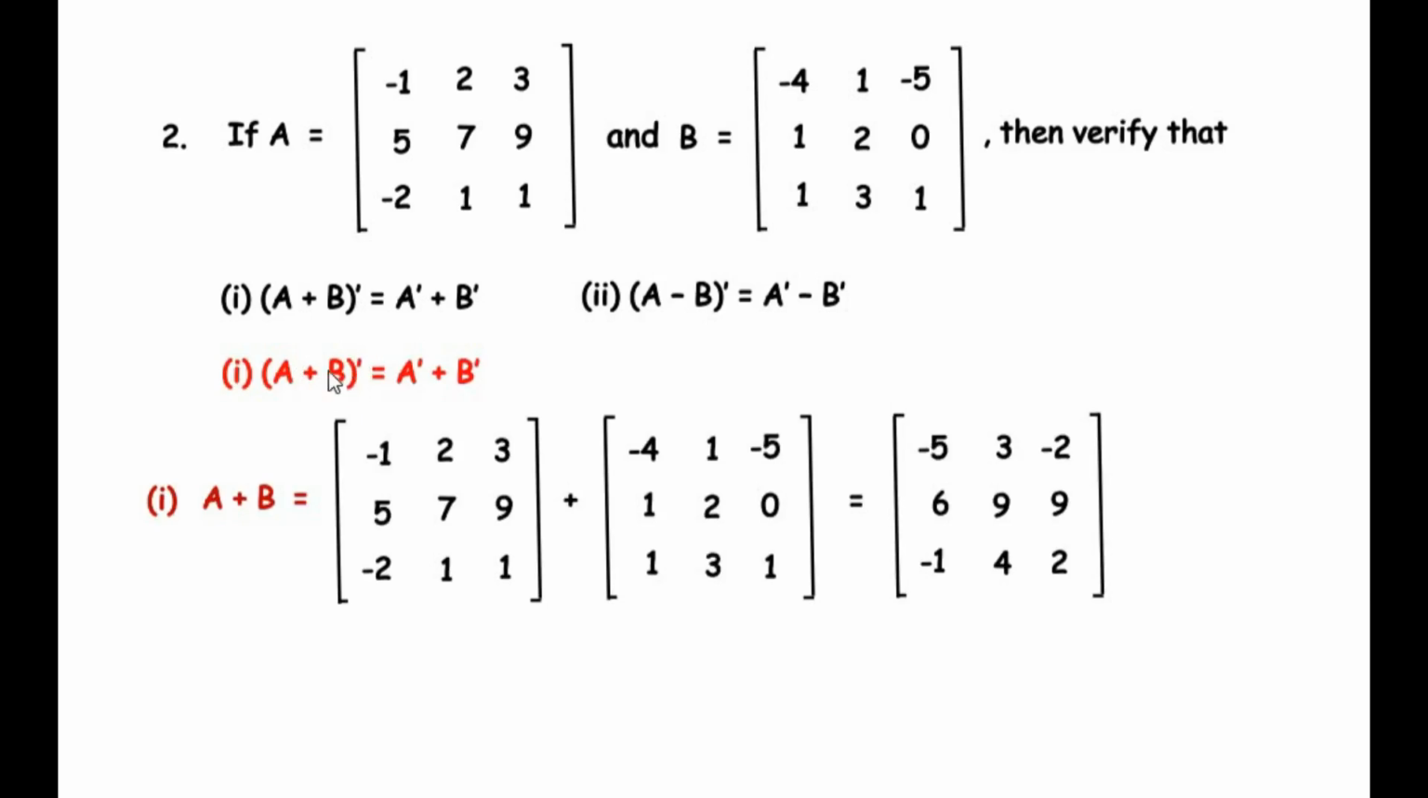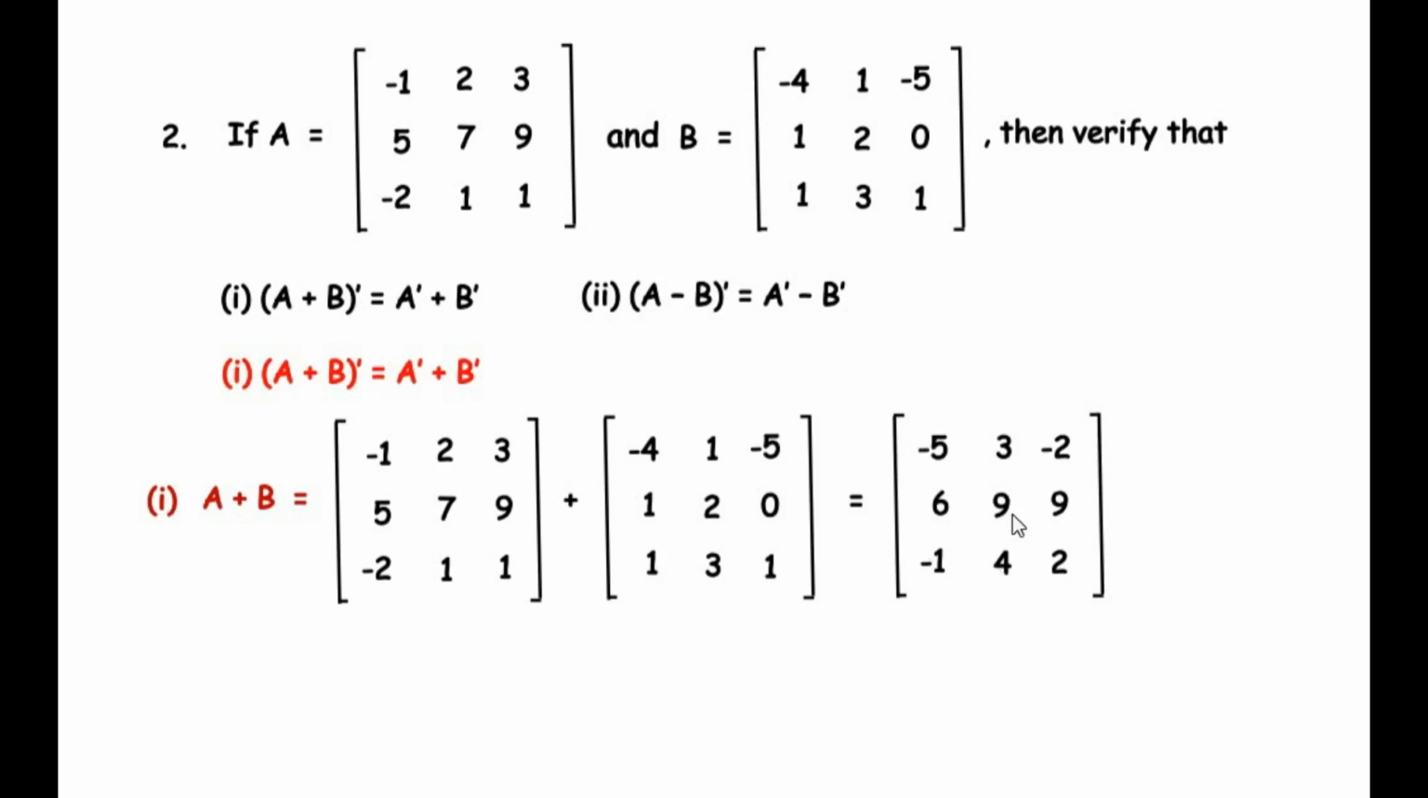So before we find out the transpose of A plus B, let us find out what is A plus B. Now here for the addition between the matrices to take place, the order of both the matrices have to be same. So A and B both are 3 by 3 square matrices, so we can perform the addition. So here we have written matrix A plus matrix B and then we have added them element by element. That is minus 1 plus minus 4 is minus 5, 2 plus 1 is 3, 3 plus minus 5 is minus 2, 5 plus 1 is 6, 7 plus 2 is 9, 9 plus 0 is 9, minus 2 plus 1 is minus 1, 1 plus 3 is 4 and 1 plus 1 is 2.